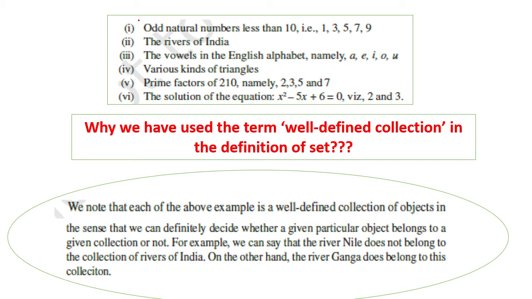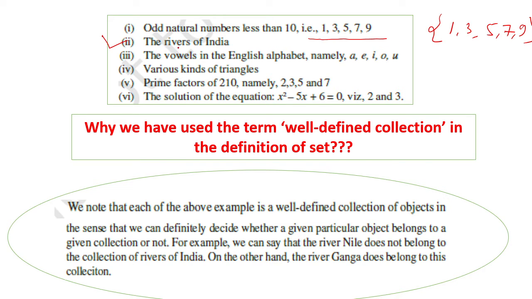Next, some examples. Odd natural numbers less than 10. The odd natural numbers less than 10 are fixed: 1, 3, 5, 7, 9. For you, the odd natural numbers less than 10 are 1, 3, 5, 7, 9, and for me also. So we will use curly brackets to denote a set: {1, 3, 5, 7, 9}. This is the collection of odd numbers less than 10.